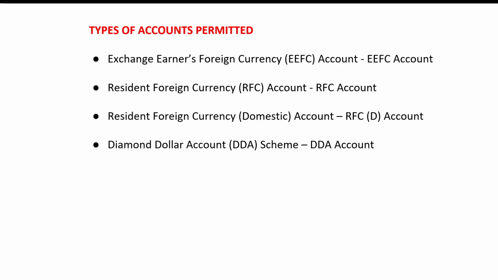Now, what are the types of accounts permitted? We'll understand four types. EEFC, exchange earner foreign currency account, is for exporters and professionals who earn in foreign currency. RFC account is basically for returning Indians, those NRIs who want to keep their foreign earnings in foreign currency. RFCD account is for resident Indians who get foreign currency legally and want to keep it in India. Last but not the least, DD account, diamond dollar account, is especially for diamond traders.